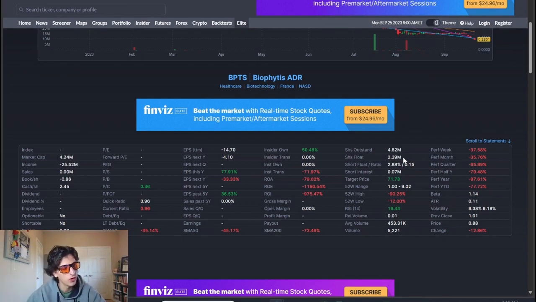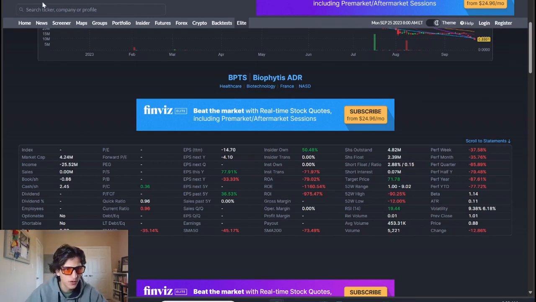So anything on the higher end of the spectrum of float, which would be 50 million to 100 million or more, then I'm starting to need to adjust my strategy and look for longer hold times, because of the amount of time it takes for all those shares to churn in order to resolve into a move. So that's kind of how I view float.